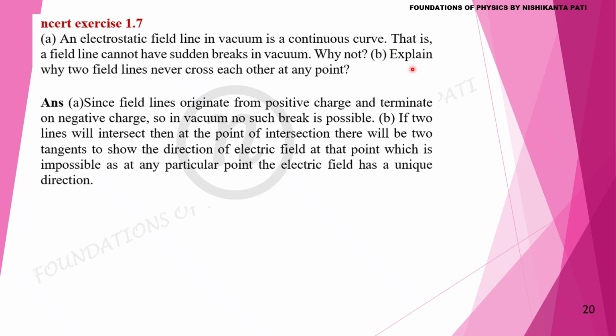Then the second question asks why field lines never cross each other. If they cross each other, there will be two tangents at the point of intersection showing the direction of the electric field, which is not acceptable because the electric field at a point has a unique direction.